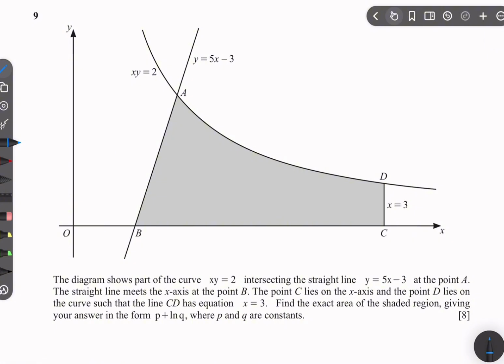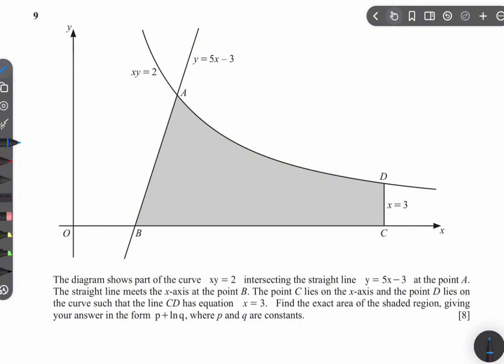Okay, question 9. The diagram shows part of the curve xy equal to 2 intersecting the straight line y equals 5x minus 3 at the point A. The straight line meets the x-axis at point B. The point C lies on the x-axis, and point D lies on the curve such that CD has the equation x equal to 3. Find the exact area of the shaded region, giving your answer in this form where P and Q are constants.